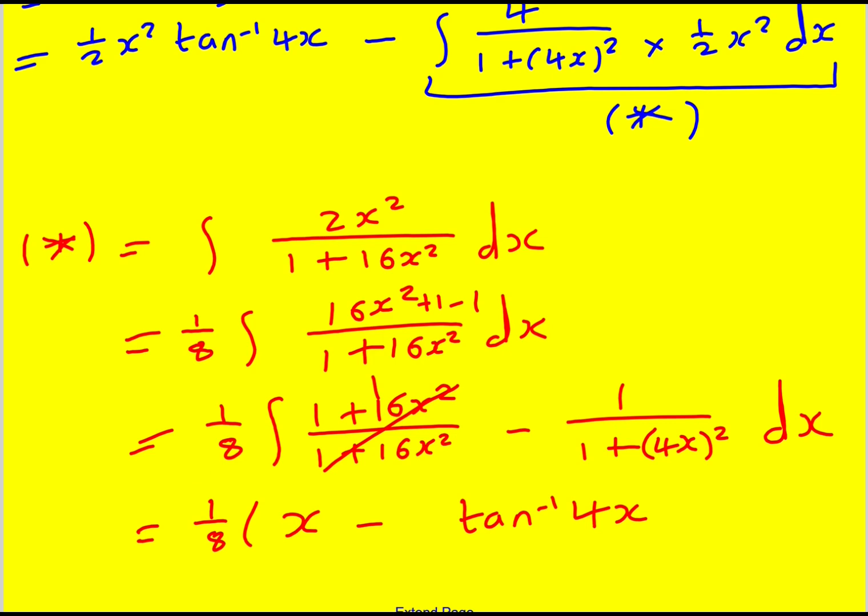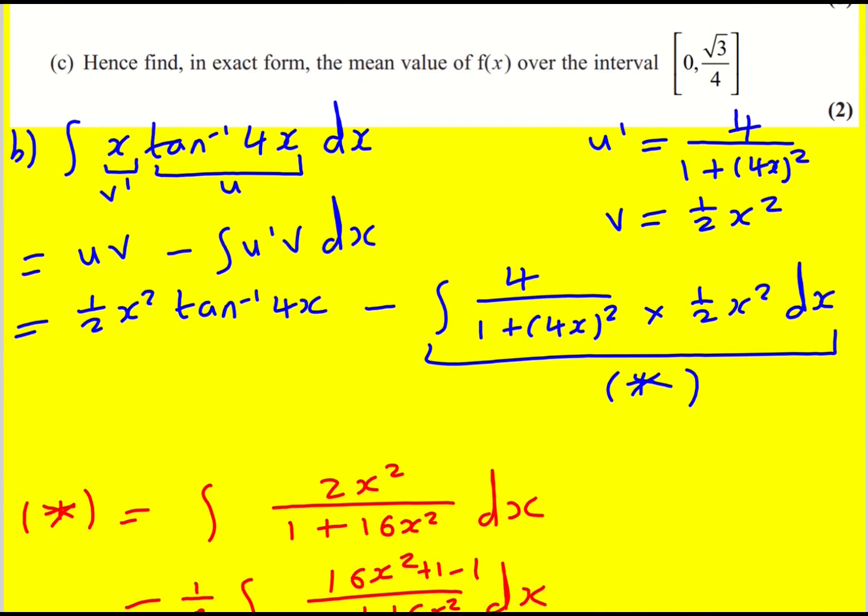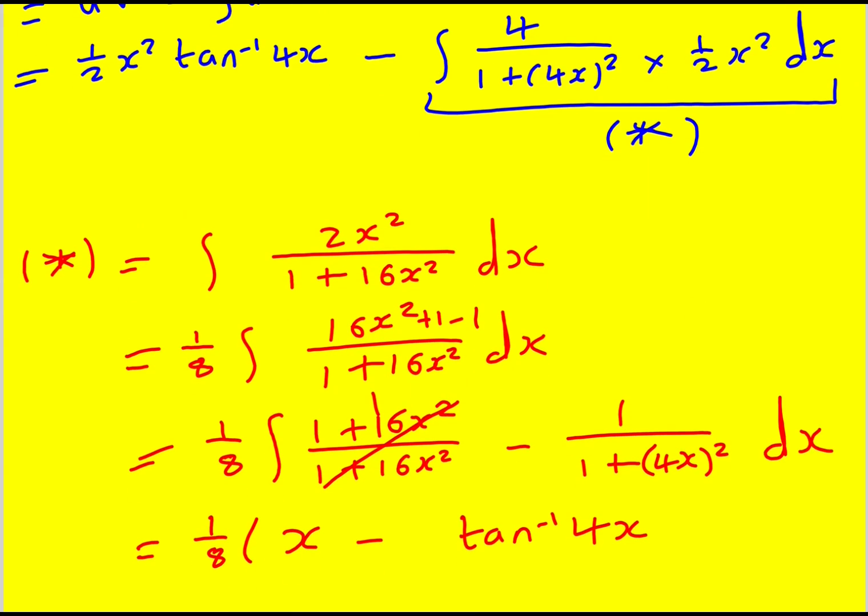Now think about what happened when we differentiated this earlier. Okay, because here it is. When we differentiated inverse tan of 4x, we got 4 times 1 plus 4x all squared. So all I need to do here is have a quarter to balance that out. All right, and that is star.